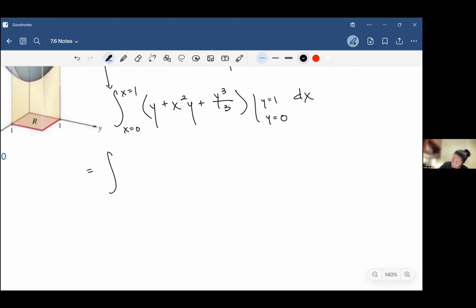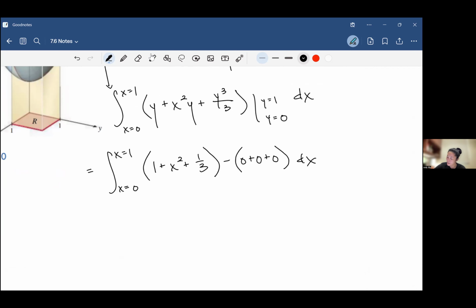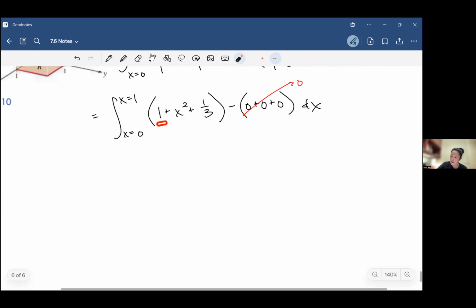So the integral from x equals 0 to x equals 1. All right, what do I get? 1 plus x squared plus 1/3, minus 0 plus 0 plus 0. Well, that's really nice. The whole last term goes to 0. And I'm going to combine my like terms here. So I get the integral from x equals 0 to x equals 1 of 4/3 plus x squared dx.